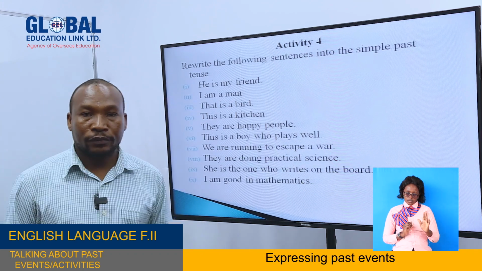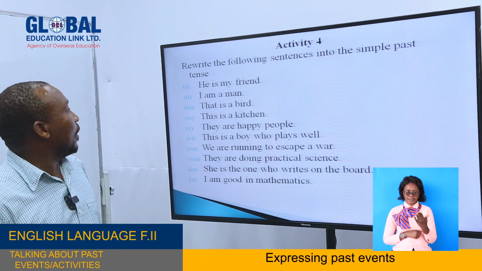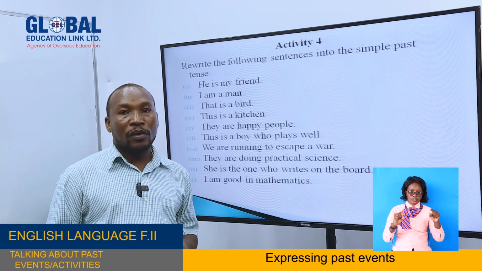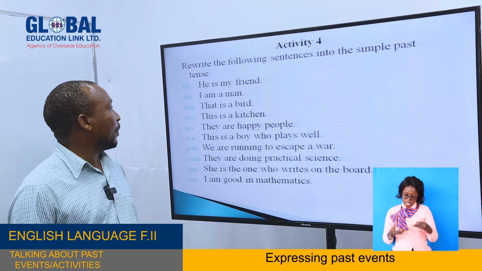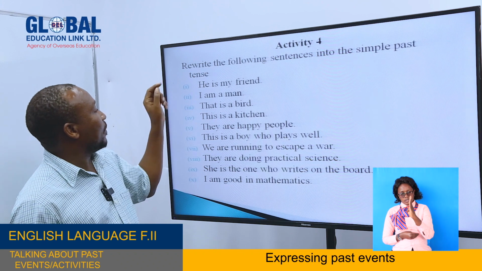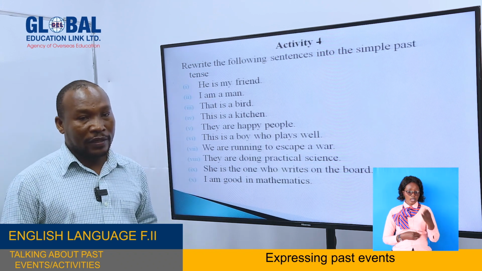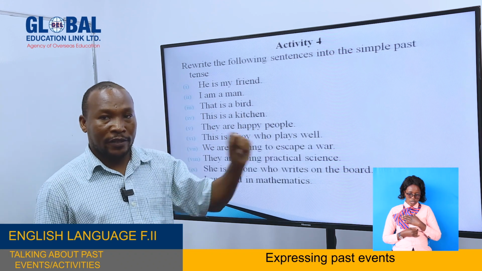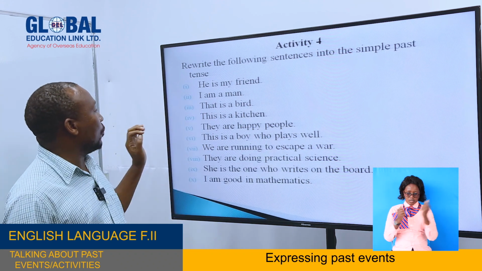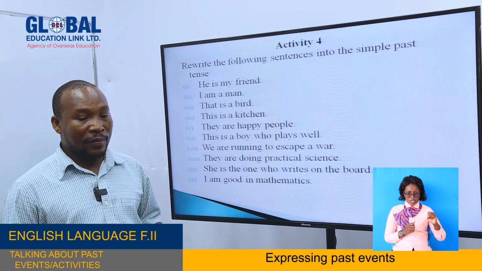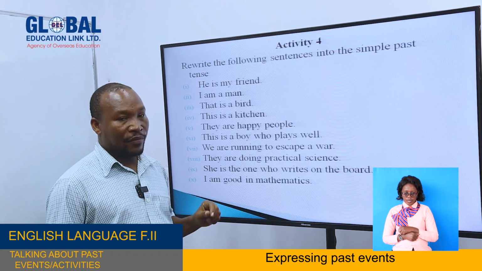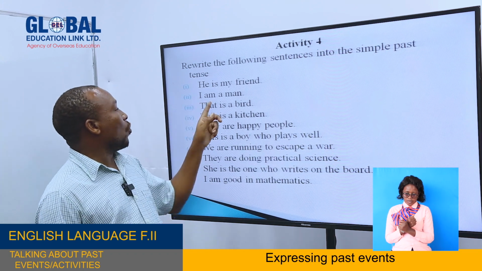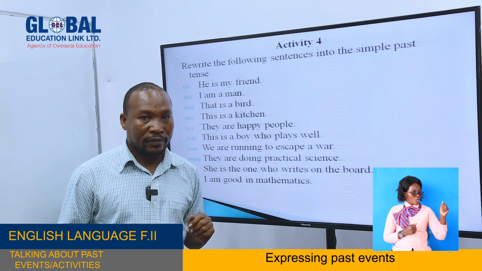Activity 4. Rewrite the following sentences into simple past tense. He is my friend. We have only an auxiliary verb here, therefore he was my friend. Roman 2, I am a man. The verb here is am, verb to be. Therefore, it will read, I was a man.